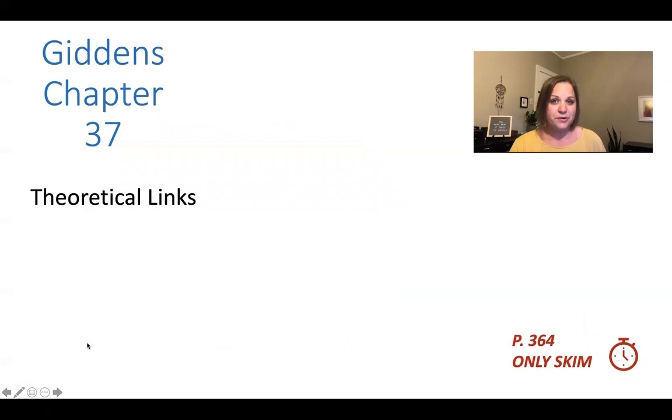Many of the chapters are going to have this theoretical links portion of your Giddens text. For most of the time, I'm just going to ask you to skim over that briefly and not get too down into the nitty-gritty of that. It's just extremely theoretical, and I will highlight if there's any parts of that you really need to know. So for 364 theoretical links, you can just go ahead and skim through that section.